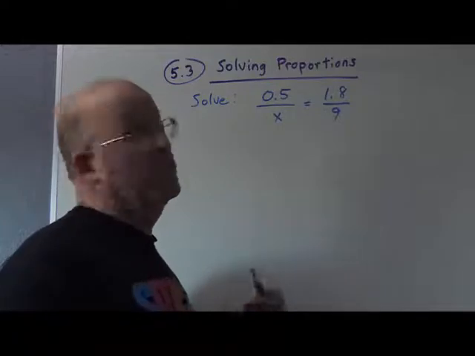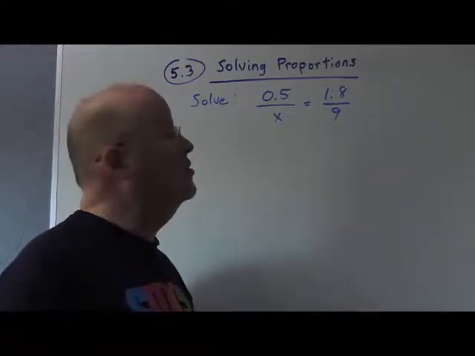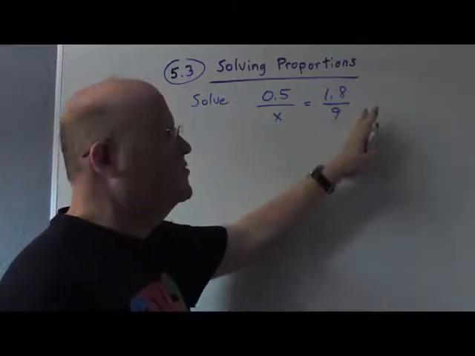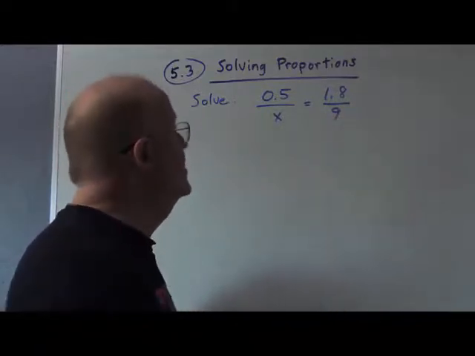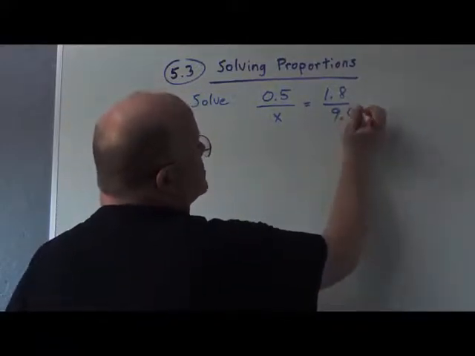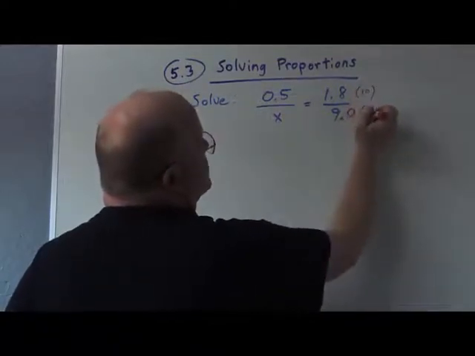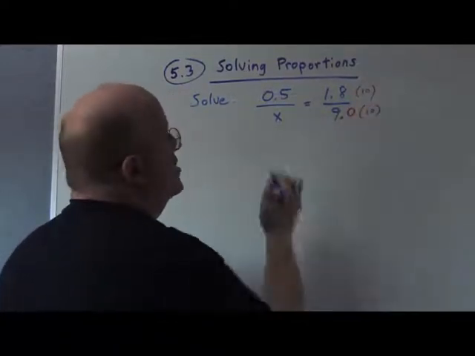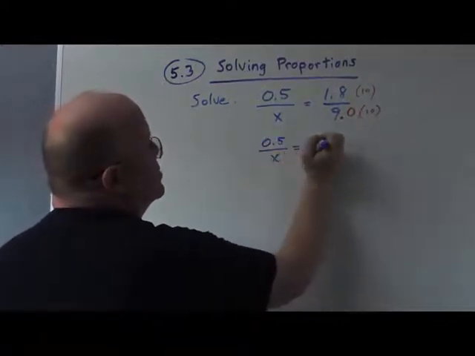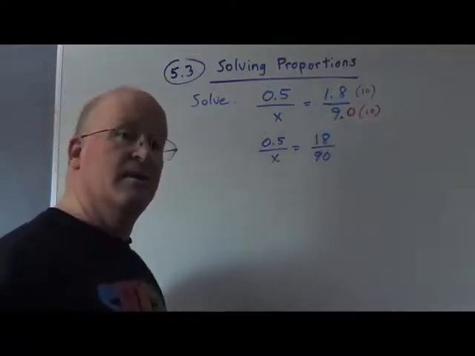Here we have another proportion. 0.5 divided by x is equal to 1.8 divided by 9. Now I look at this here and I go, ooh, 18 and 9, that's kind of nice. What if I write this as 9.0 and I multiply that fraction by 10 over 10? Now what I've got is 0.5 over x is equal to 18 over 90, which is a little bit nicer.